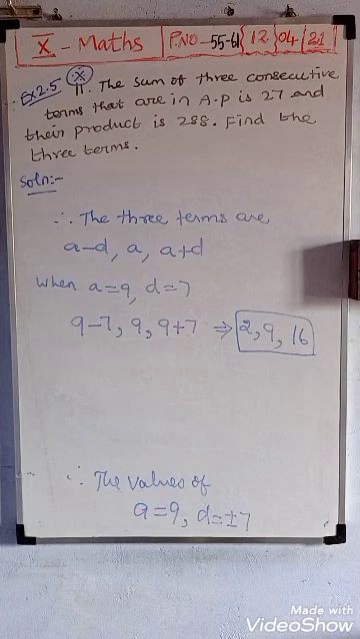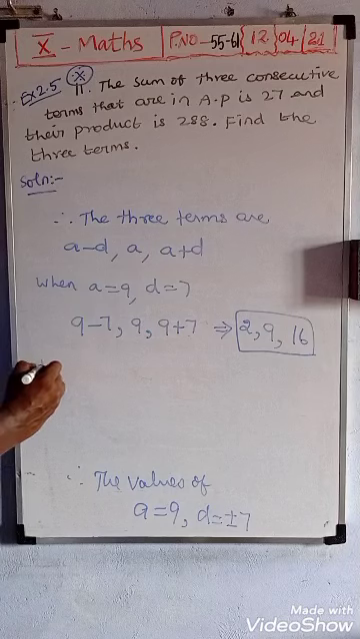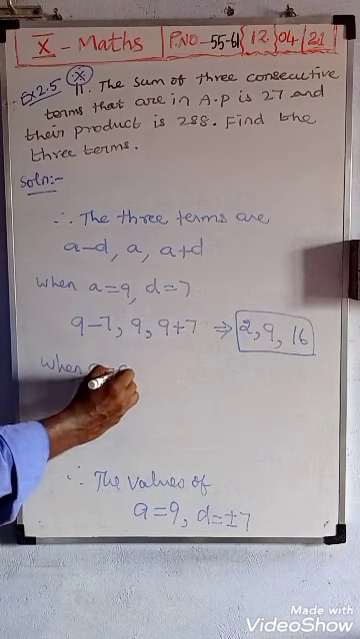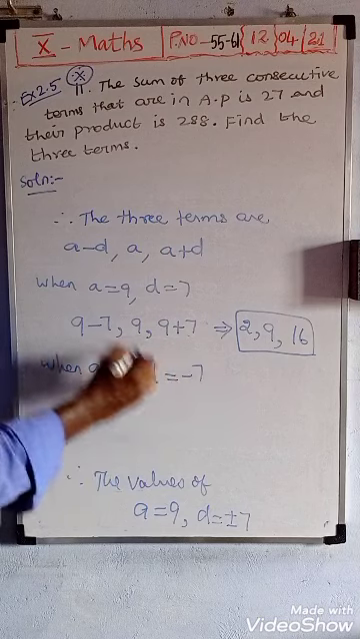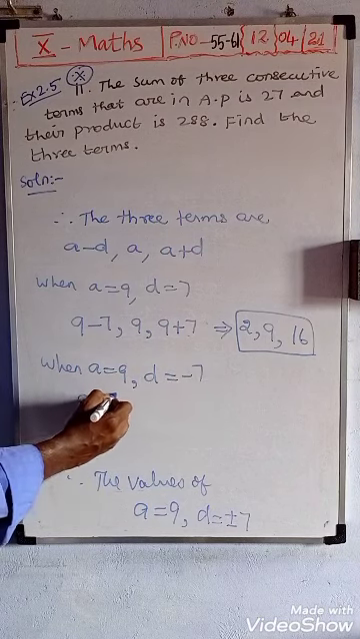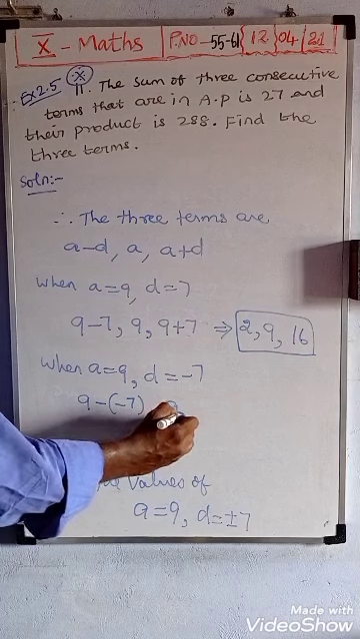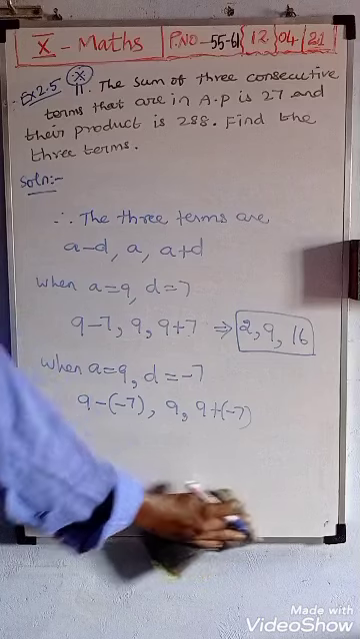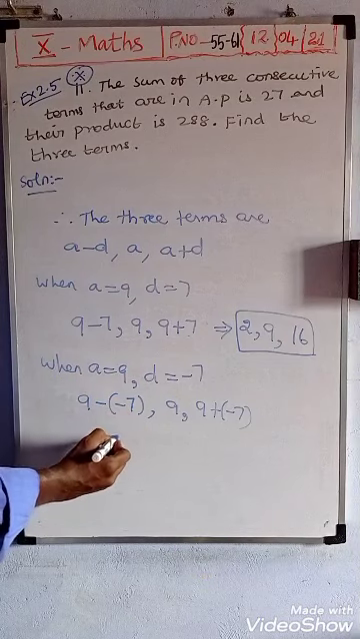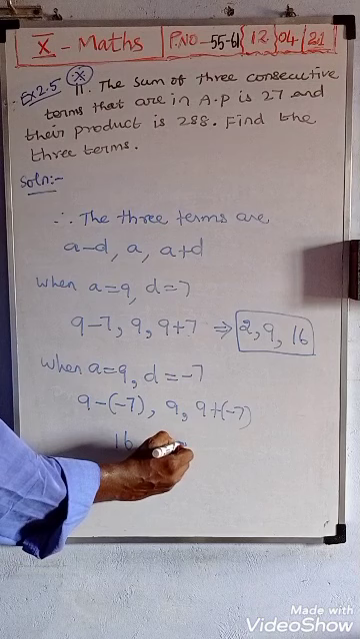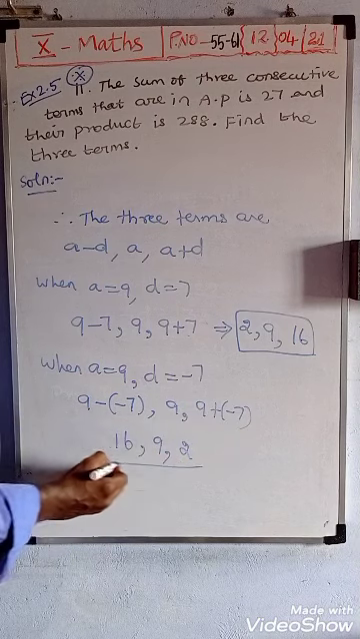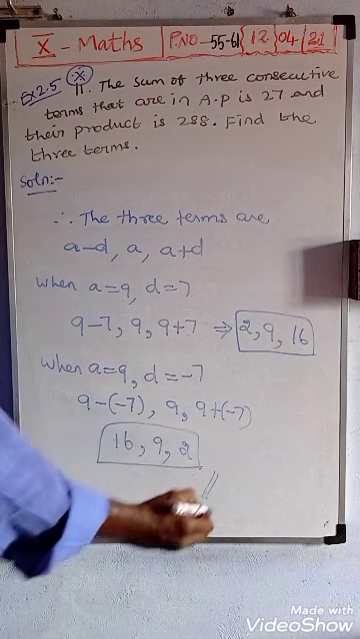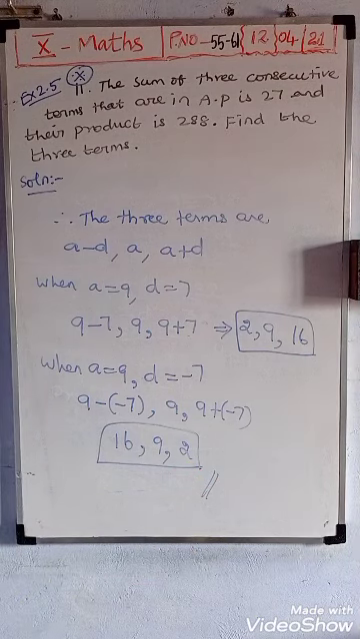Next, substitute when A is equal to 9, D is equal to minus 7, in A minus D, A, A plus D. So 9 minus of minus 7, minus into minus is plus, so 9 plus 7 is 16, then 9, then 9 plus minus 7, plus into minus is minus, so 9 minus 7 we will receive as 2. Therefore the three terms are 2, 9, 16 or else 16, 9, 2.